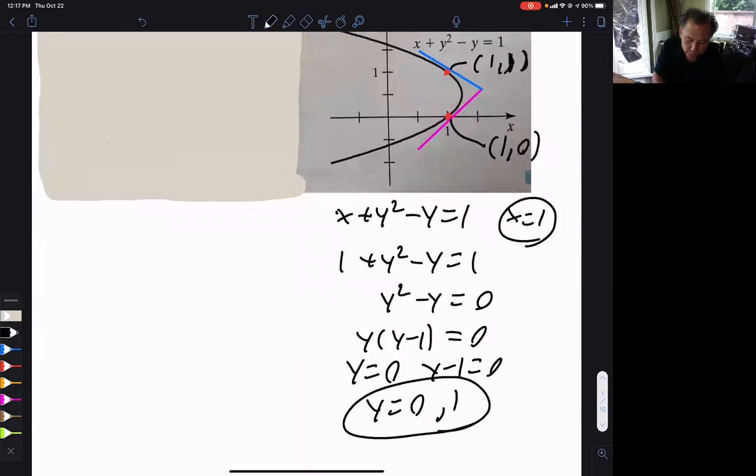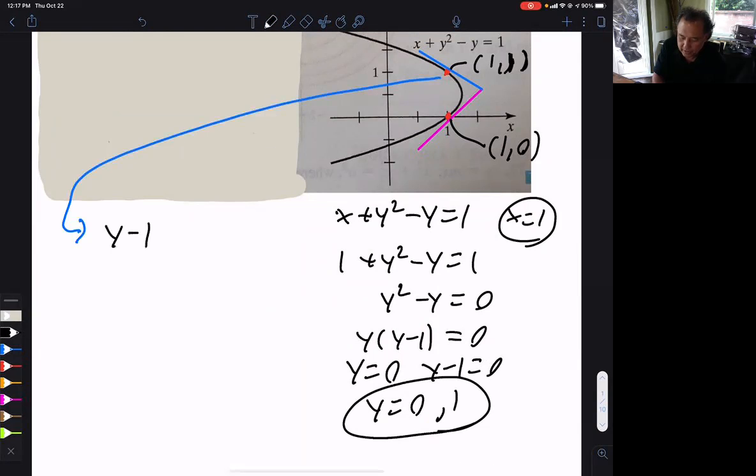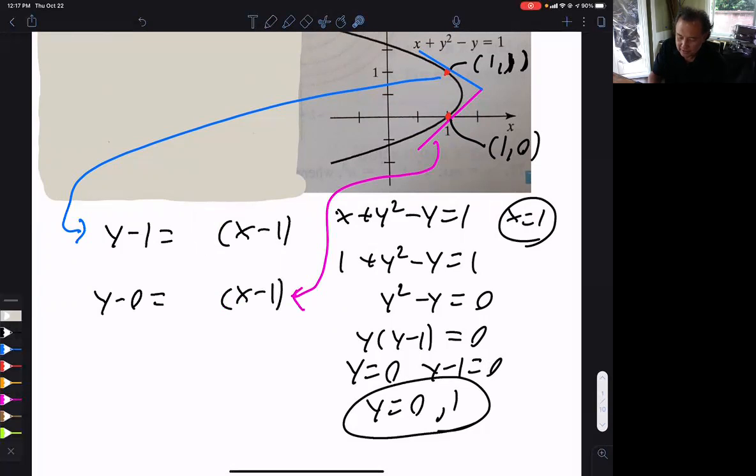Now, because I know those points, I'm almost done. If I use this point, I get y minus 1 equals x minus 1, and all I need is the slope right there. And then if I use this one, I'm going to get y minus 0 equals x minus 1. I just need the slope at that point.